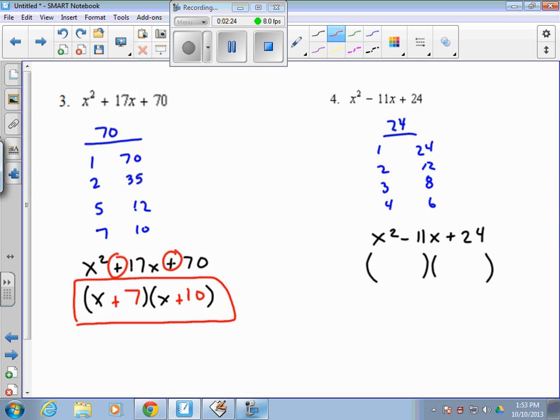Same thing with this next one. You want to look at the third term, 24, and look at its factors. 1 times 24, 2 times 12, 3 times 8, 4 times 6. The only ones when you combine them that's going to give you the number 11, the middle term, are 3 and 8. So it's always x times x like this, and 3 and 8. So we have to determine, are they going to be plus or minus? This sign here tells us that they're going to be the same. This sign tells us since they're the same, they're both negative. So x minus 3 times x minus 8.